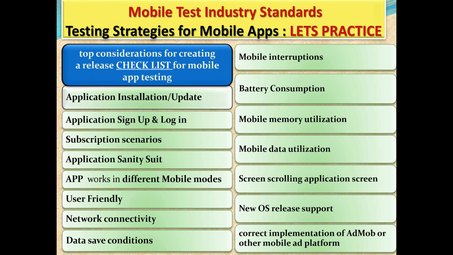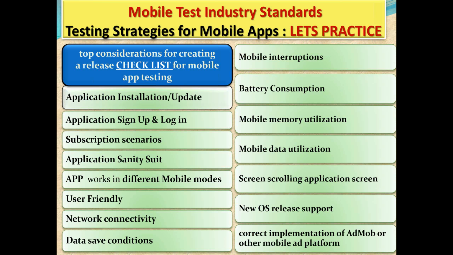So anyway, application installation and update. What do we need to do here? We need to check application installation from various methods and ensure the application is installed properly through, take notes, iTunes store, Google Play, or a third-party application store. Then the application update scenario: you have to check that the user is able to update the application smoothly.